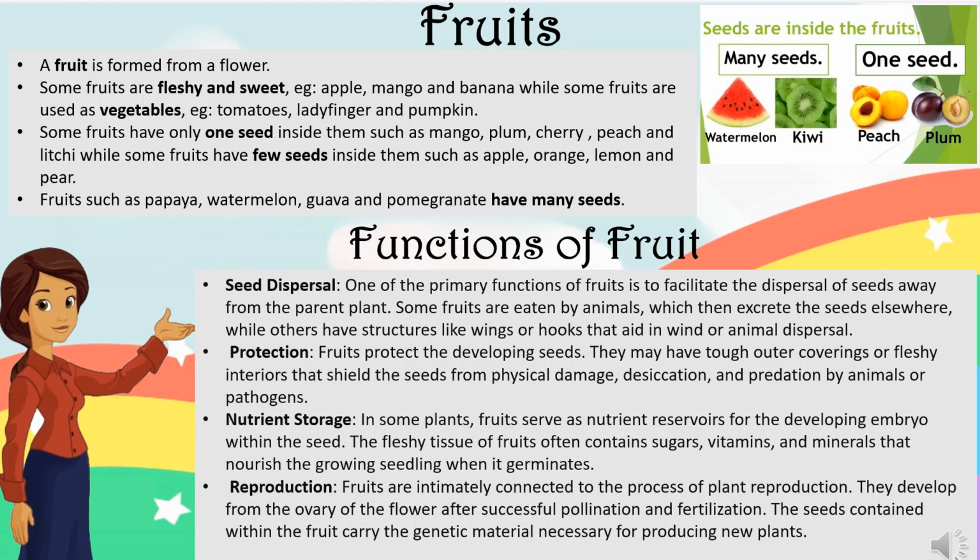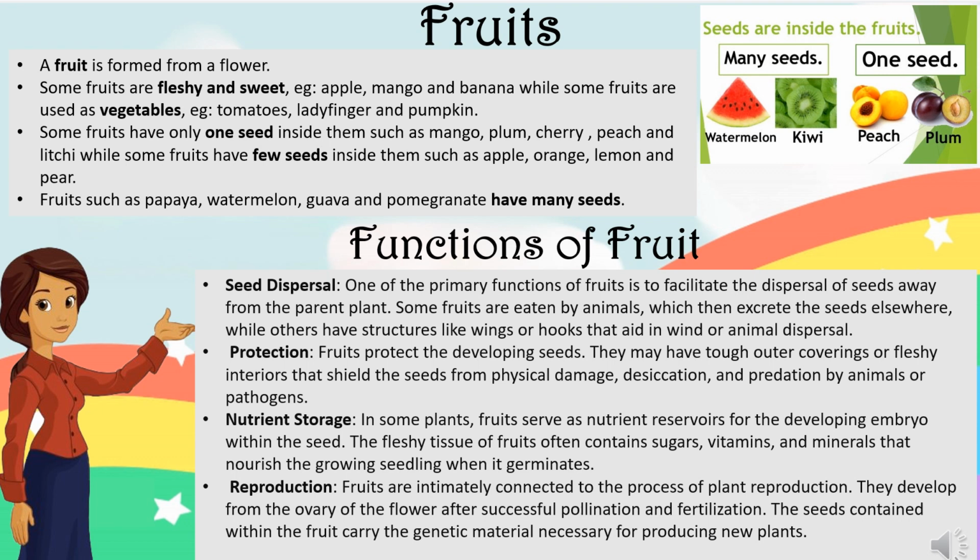Next comes fruits. Fruits are an essential part of flowering plants and serve several important functions in the plant's life cycle. Some fruits are fleshy and sweet. Example: apple, mango and banana, while some fruits are used as vegetables. Example: tomato, ladyfinger and pumpkin. Here are some key aspects of fruits and their functions.